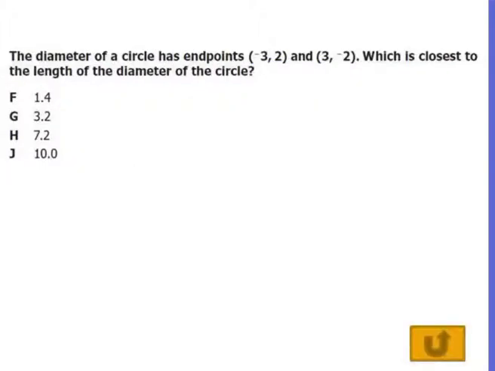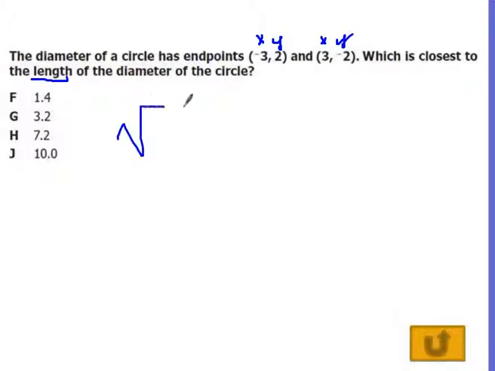The diameter of a circle has endpoints -3, 2, and 3, -2. Which is closest to the length of the diameter? Okay, this is length. Hopefully you're thinking distance formula. Or, like I said, you can plot these points and calculate the distance using the Pythagorean theorem. Make sure that you basically just memorize the formula. Label your points x, y, x, y. I can work this out quickly.